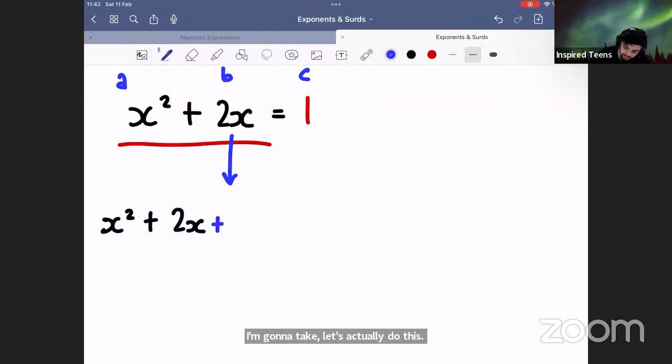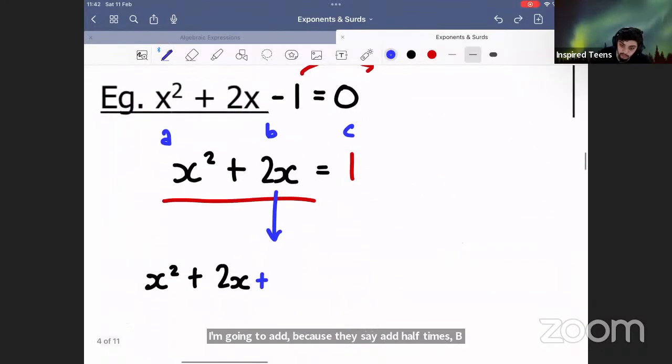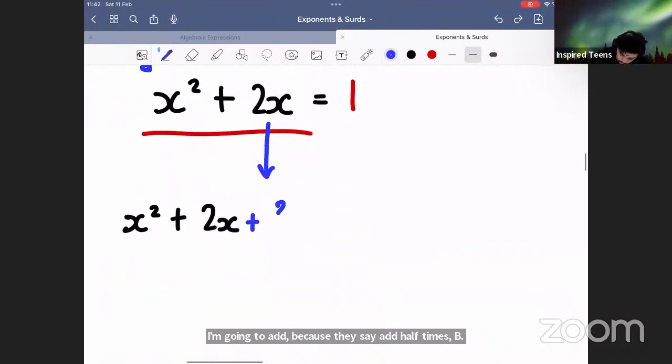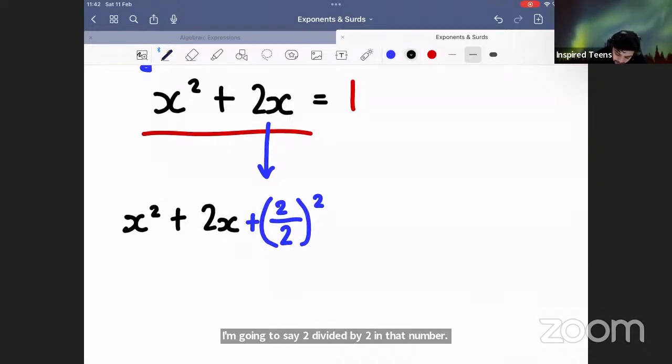I'm going to add half times b squared to both sides. So I'm going to take b, which is 2, and half it. The easiest way to express half of it is to just divide it by 2, like that. So I'm going to say 2 divided by 2, and square that number. And they say add that to both sides.